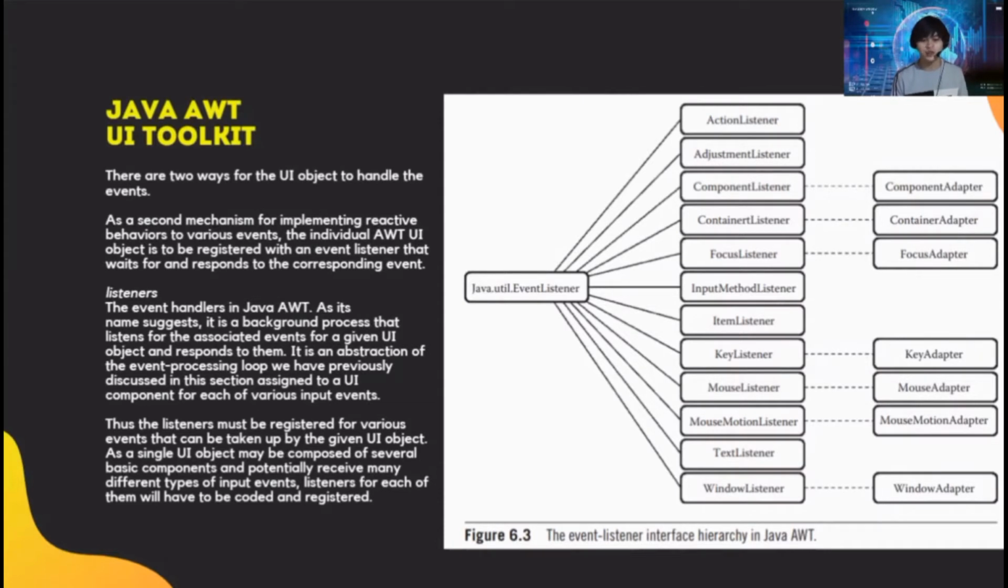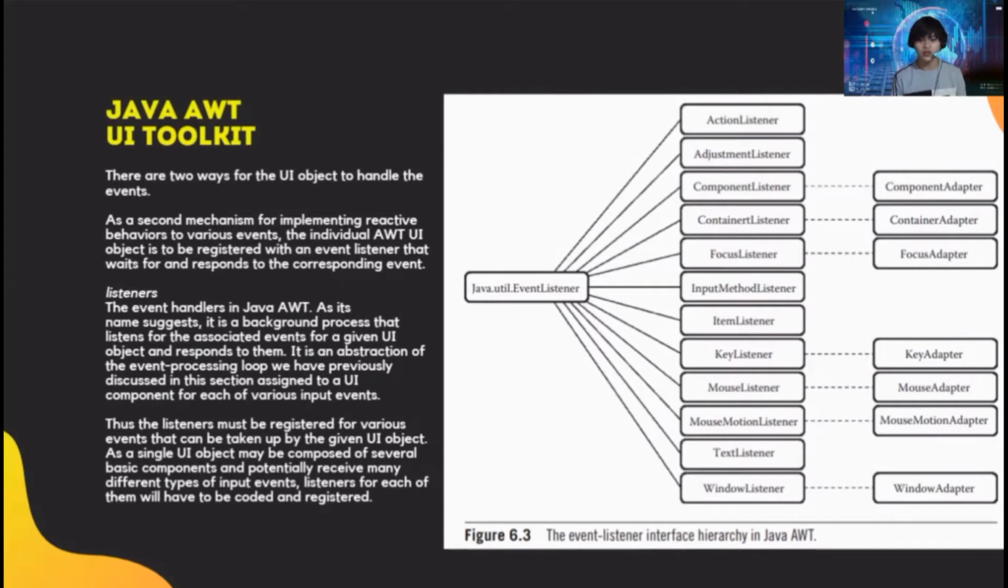Okay? So it is an abstraction of the event processing loop we have previously discussed in this section assigned to a UI component for each of various input events. Okay, I think it's in chapter 4 or chapter 5. Thus, the listeners also must be registered for various events that can be taken up by the given UI object. So, as a single UI object may be composed of several basic components and potentially receive many different types of events, listeners for each of them will have to be coded and registered. So, again, before siya ma-process, it should be registered to an event listener.